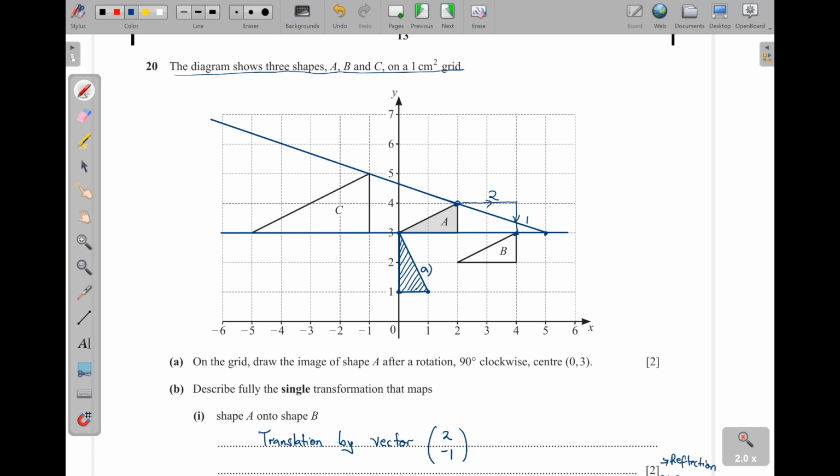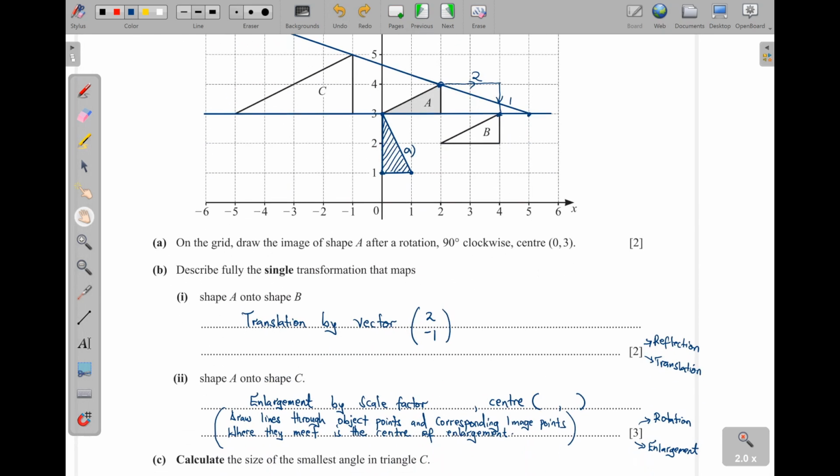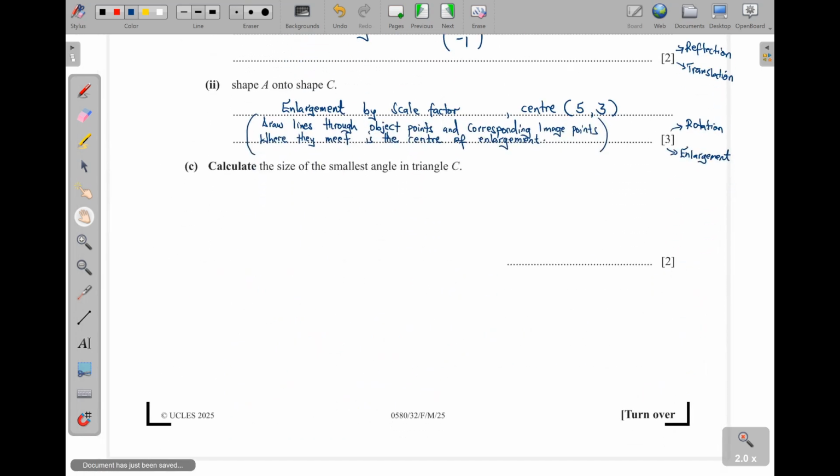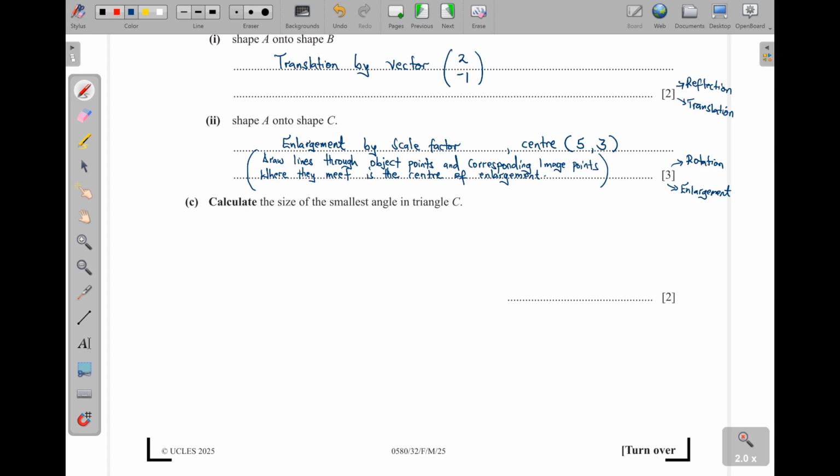Okay. So that center is 5 as the x coordinate, then y as 3. So the center is 5, 3. Then we need to get the scale factor of enlargement. You need to get, let me actually write it here. Scale factor.